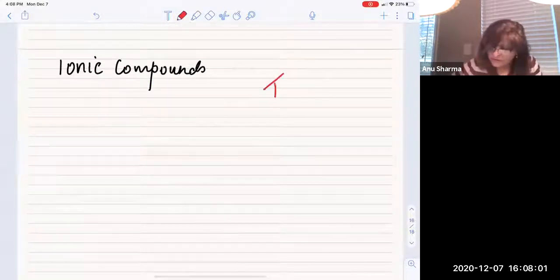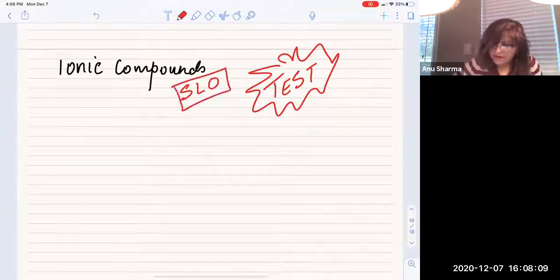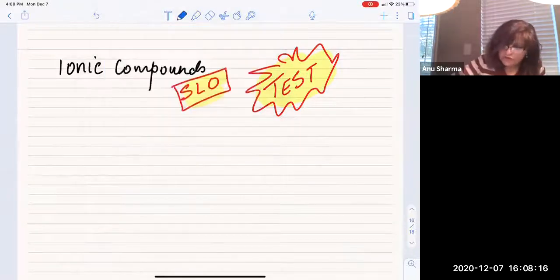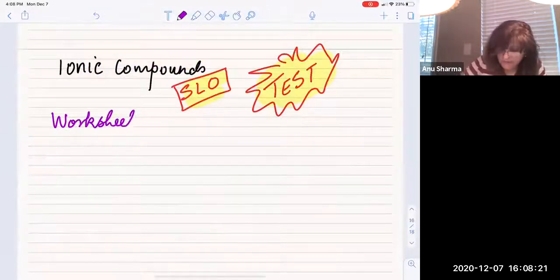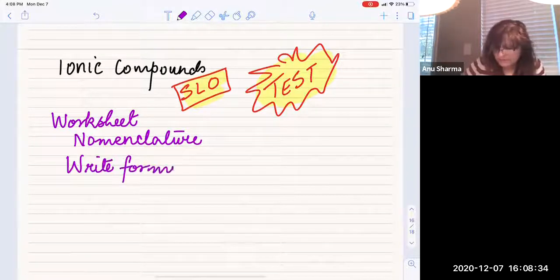Now here, this is also a very important piece, and this is also a part of your student learning outcomes. Can you write the names? Can you write the formulas? So all of the nomenclature. I'm going to ask you to review that worksheet on nomenclature on your own, because you are going to get questions in which you will be asked to write the formula and of course the name.